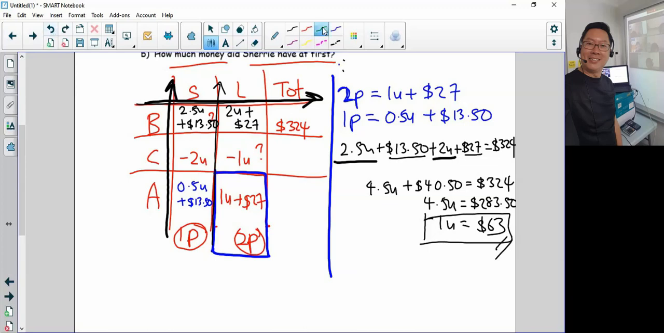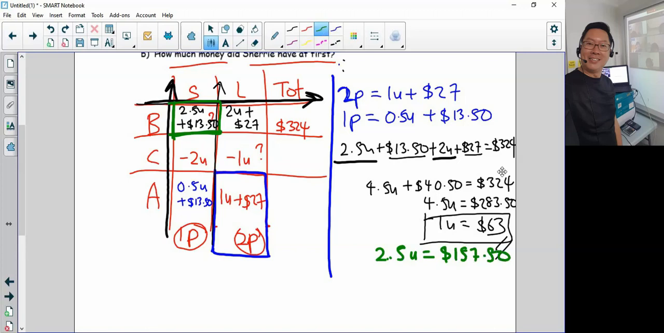So where is your part B? Your part B is to find how much is this, right? How much is this box? So there'll be 2.5 units, right? So how much is 2.5 unit? So 2.5 unit will be, you take 63 and you times 2.5, right? And you get $157.50, which is 2.5 units.